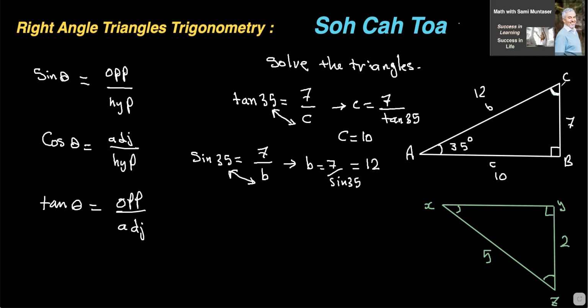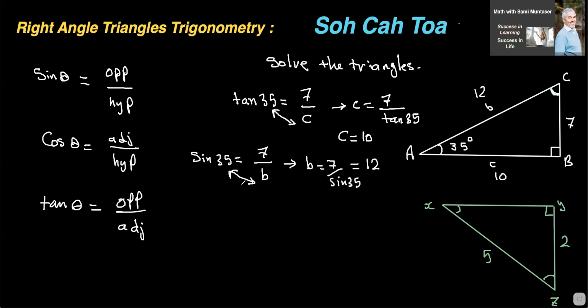Now, how about angle C? Angle C, you know, the sum of angles in a triangle is 180. So you could go 180 minus 90 minus 35 to find angle C. But every time you have a 90-degree triangle, you don't have to go 180.